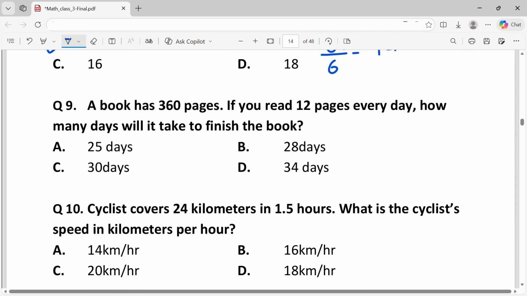Question 9. A book has 360 pages. If you read 12 pages every day, how many days will it take to finish the book? So the number of days taken will be the total number of pages, that is 360, upon the number of pages read each day, that is 12, which is equal to 30. Answer is C, 30 days.